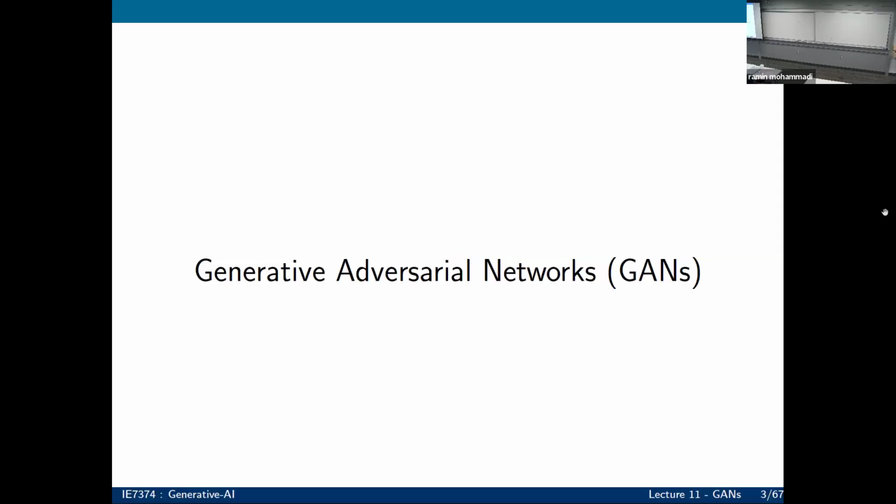So for today's class, we are going to continue, but this time we're going to go over the generative adversarial networks, GANs. Probably you have heard of GANs as a pretty popular topic.